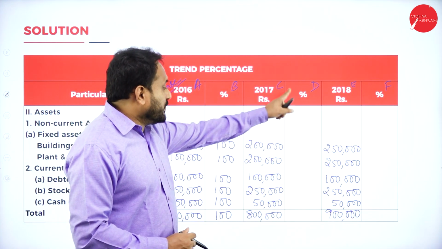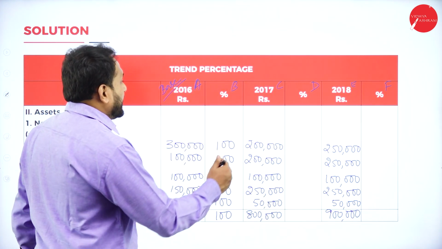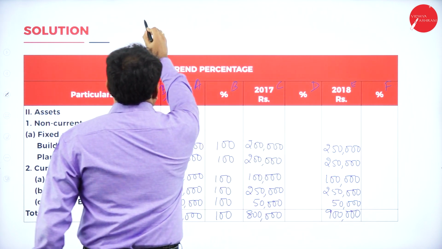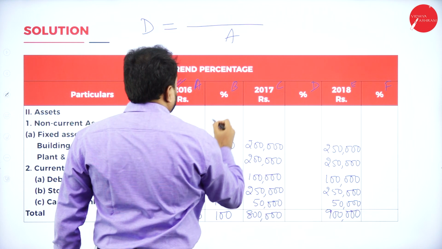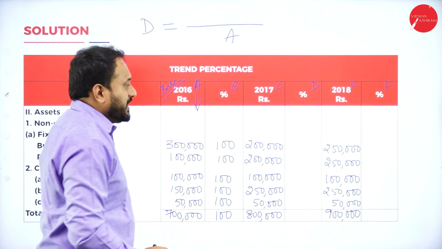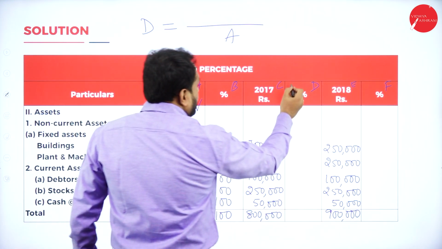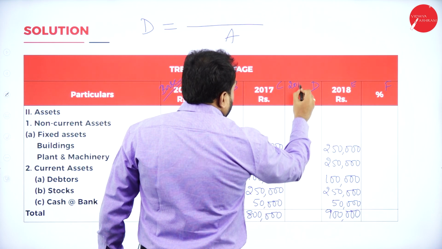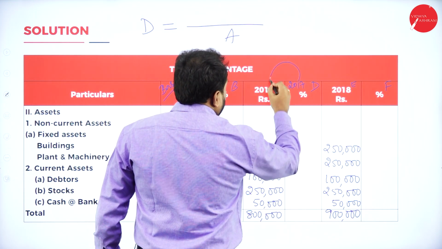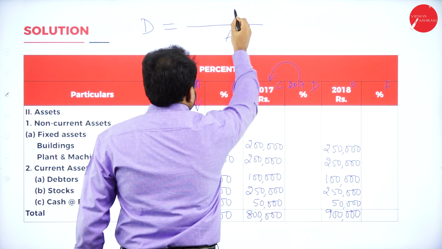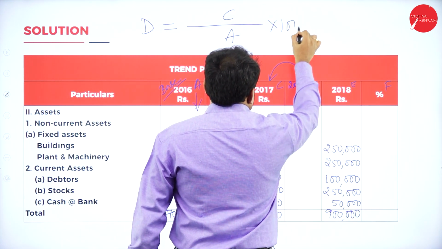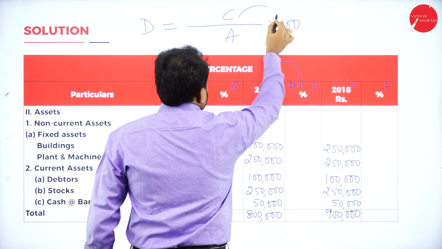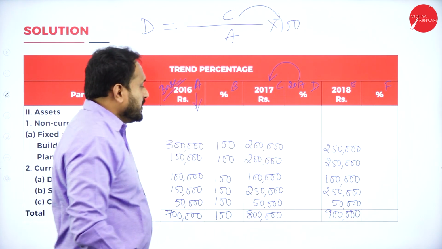Now, we are supposed to go with D. What is the formula for D? How exactly we will go with it? We need to know what is the D trend. Base is A. Always this is the base. Now, I need to go with, say, this is 2017. So, for that, I need 2017 amount. So, it is C. C by A into 100. So, what it is? C into 100 divided by A.